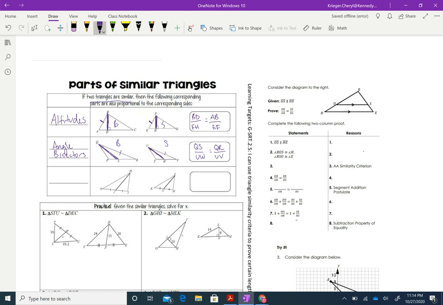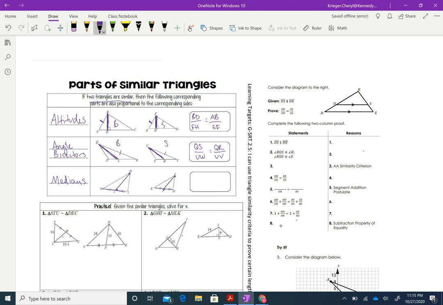And finally, we're still connecting to a vertex, but my angles aren't being bisected. My opposite segment is being bisected, not perpendicularly. It's just connecting to the midpoint of GH and KM. So if it is a segment that connects to the midpoint, it's a median. So the medians are proportional.